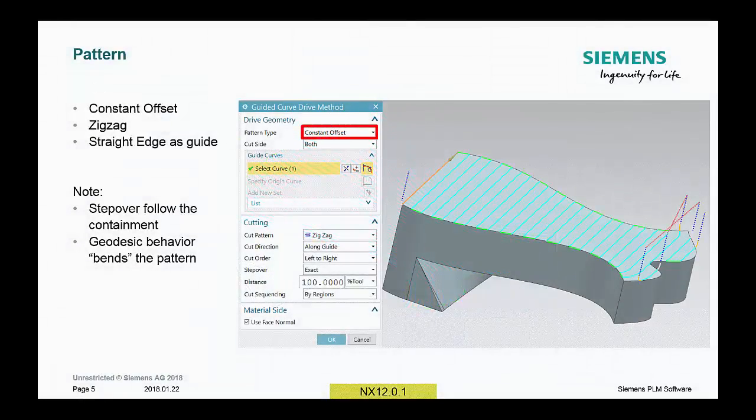Constant offset is the first pattern. Using zig with a straight edge as the guide, the step-over follows the containment using geodesic behavior to bend the pattern.